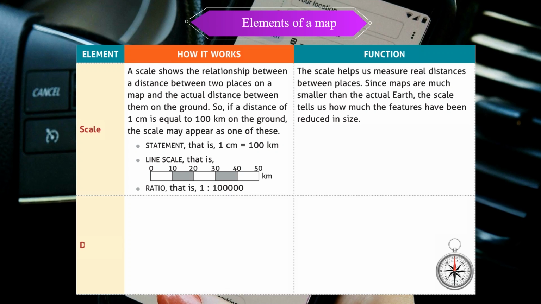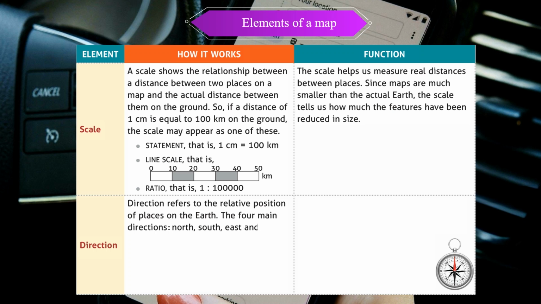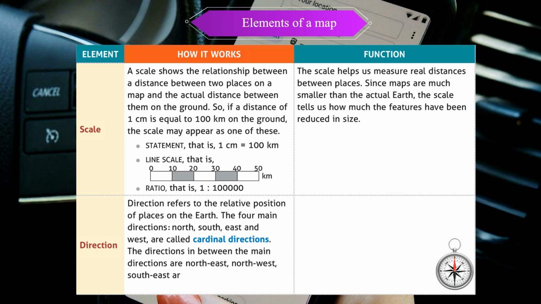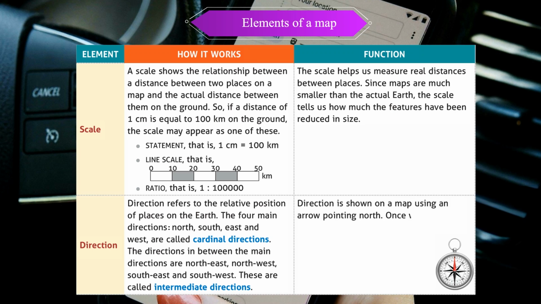Direction. Direction refers to the relative position of places on the Earth. The four main directions, north, south, east, and west, are called cardinal directions. The directions in between the main directions are northeast, northwest, southeast, and southwest. These are called intermediate directions. Direction is shown on a map using an arrow pointing north. Once we know where north lies, we can identify all the other directions.